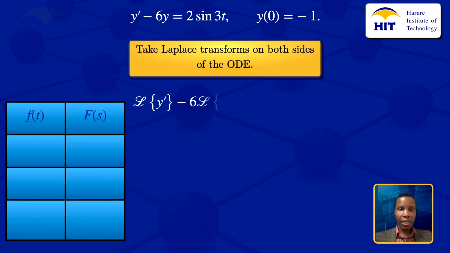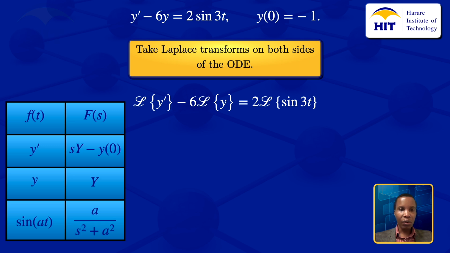Then we have the Laplace transform of y' minus 6 times the Laplace transform of y is equal to 2 multiplied by the Laplace transform of sin 3t. To obtain these Laplace transforms, I'm going to use the table of Laplace transforms. From the table, we see that the Laplace transform of y' is equal to s times Y minus y(0). The Laplace transform of y, we denote by an uppercase Y, and the Laplace transform of sin(at) is equal to a divided by s squared plus a squared.